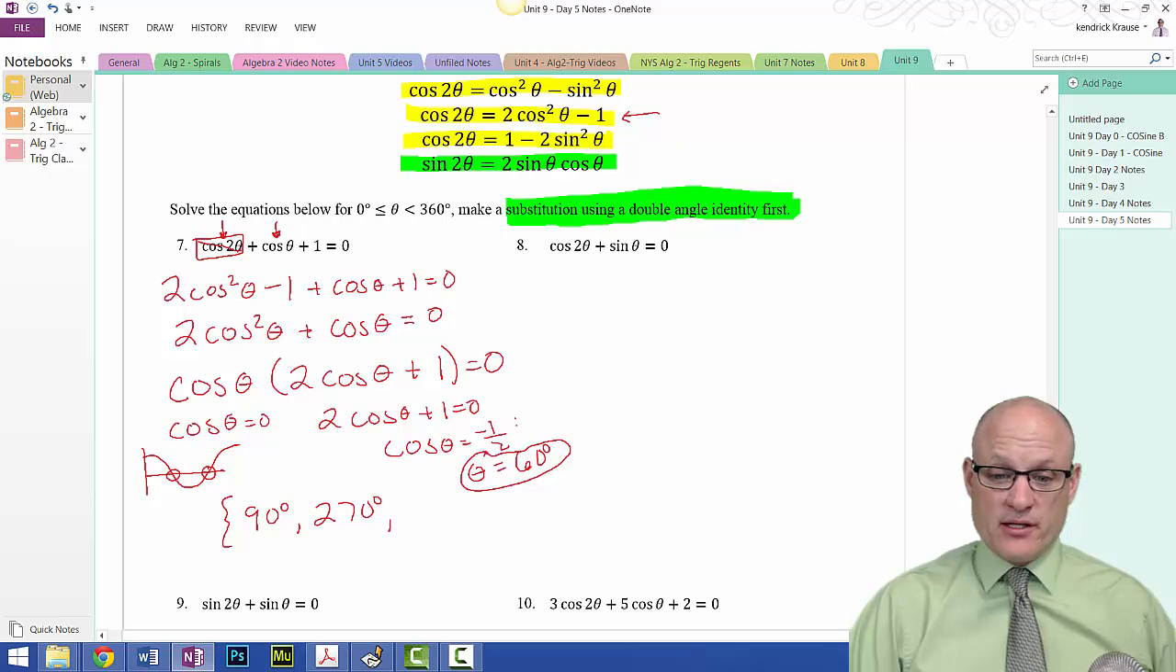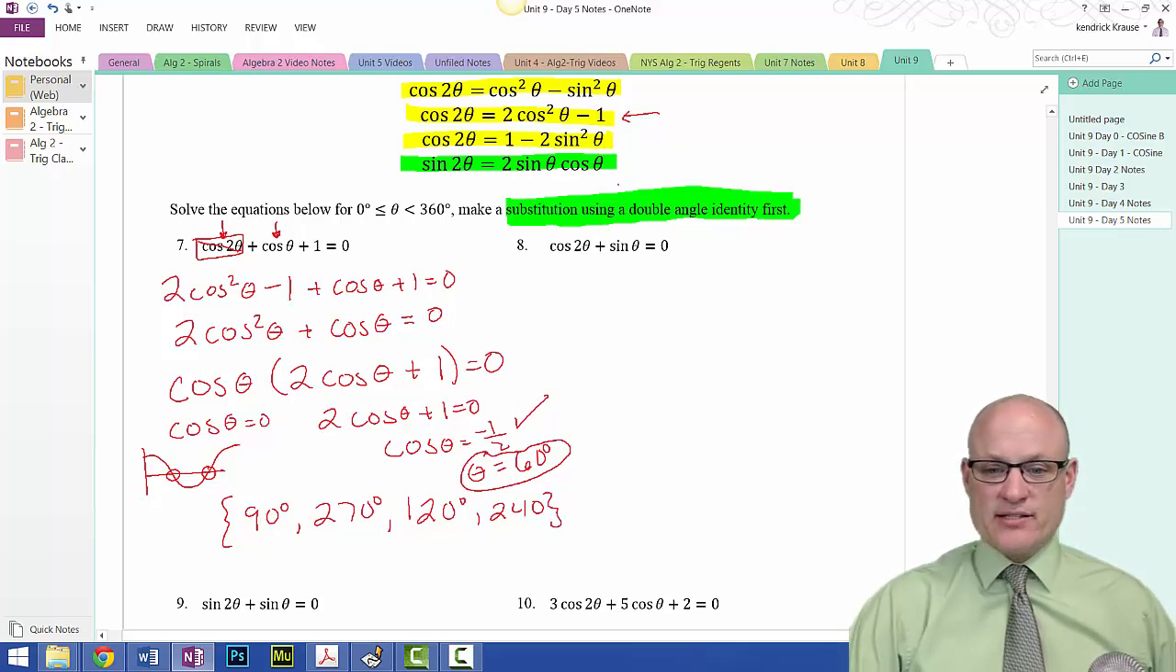But I'm in the second and third quadrant, because that's where cosine is negative. So this is going to be 120 degrees, and adding 60 to 180, 240 degrees.